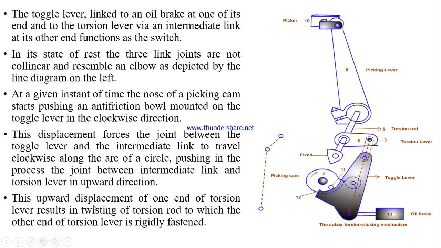This upward displacement of one end of the torsion lever results in twisting of the torsion rod, to which the other end of the torsion lever is rigidly fastened. So this upward displacement of the torsion lever results in twisting of the torsion rod. This torsion lever will feed the torsion to the torsion rod until this nose depresses the bowl in the clockwise direction.